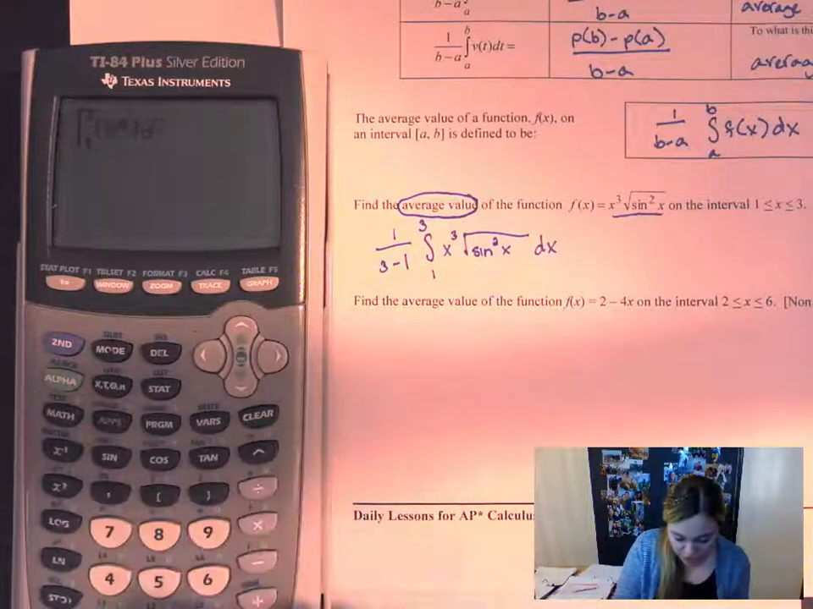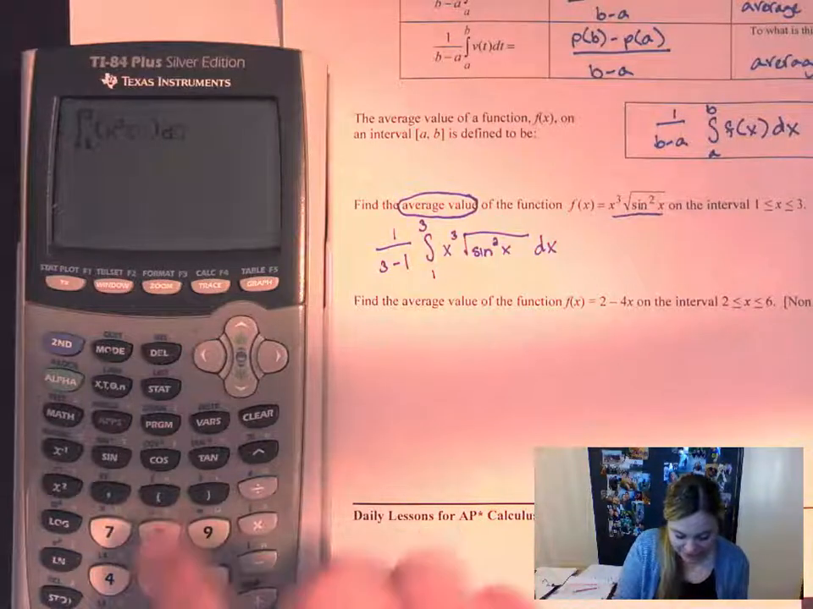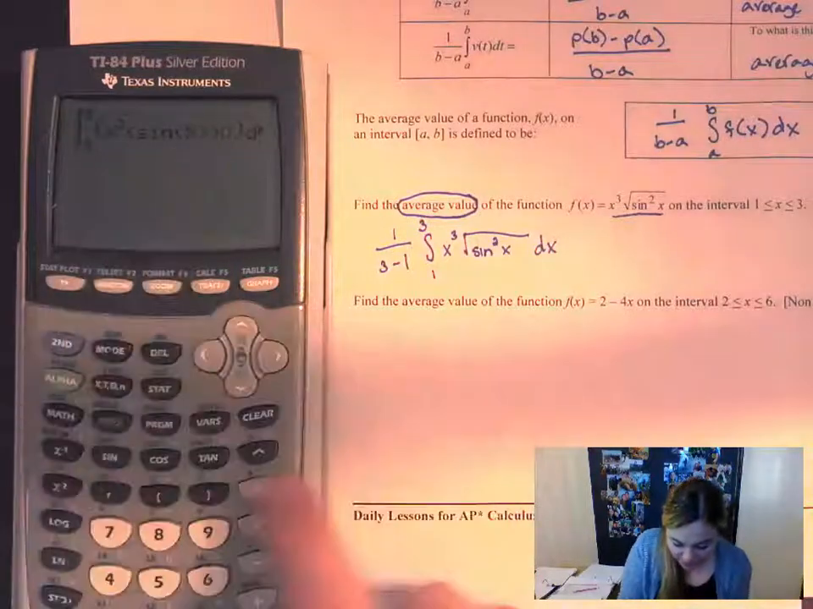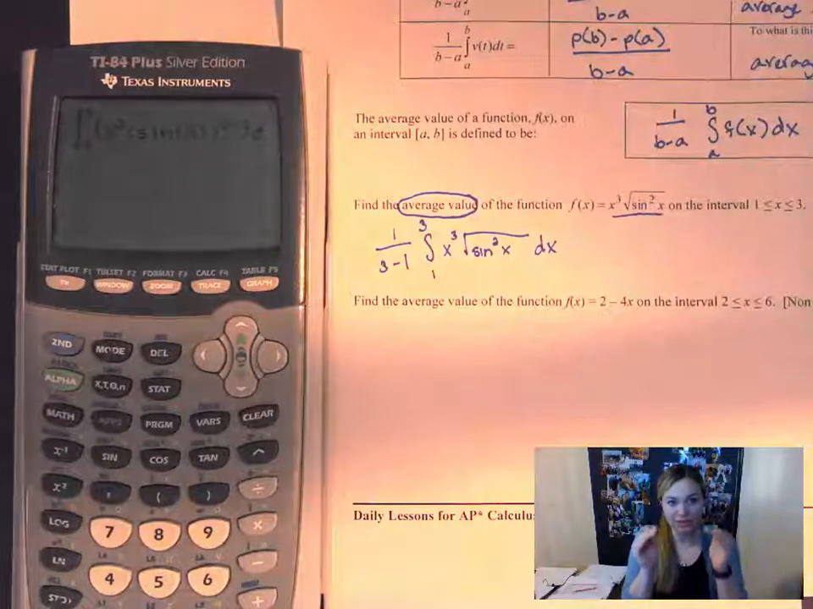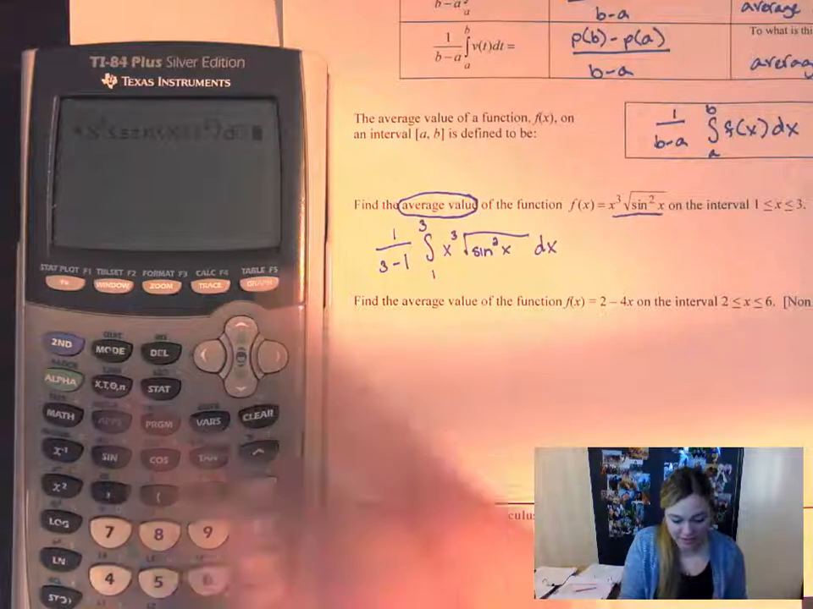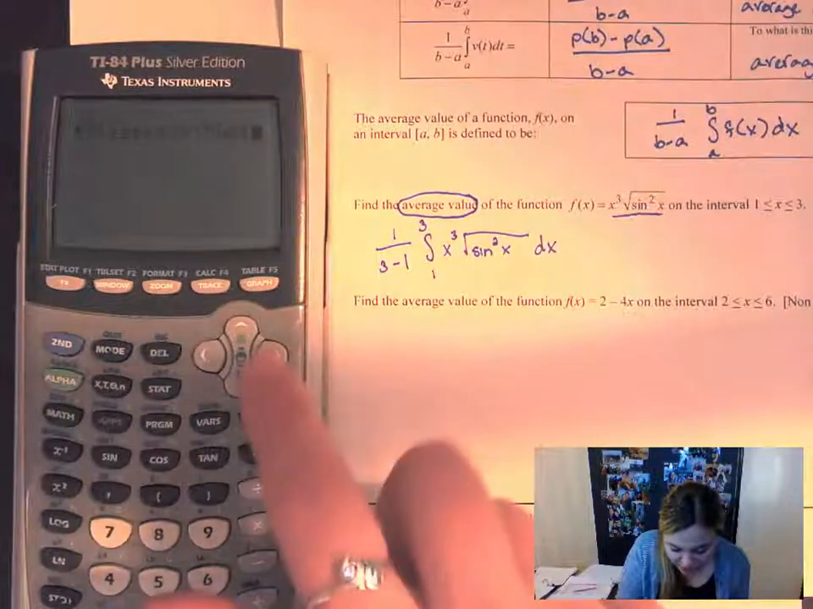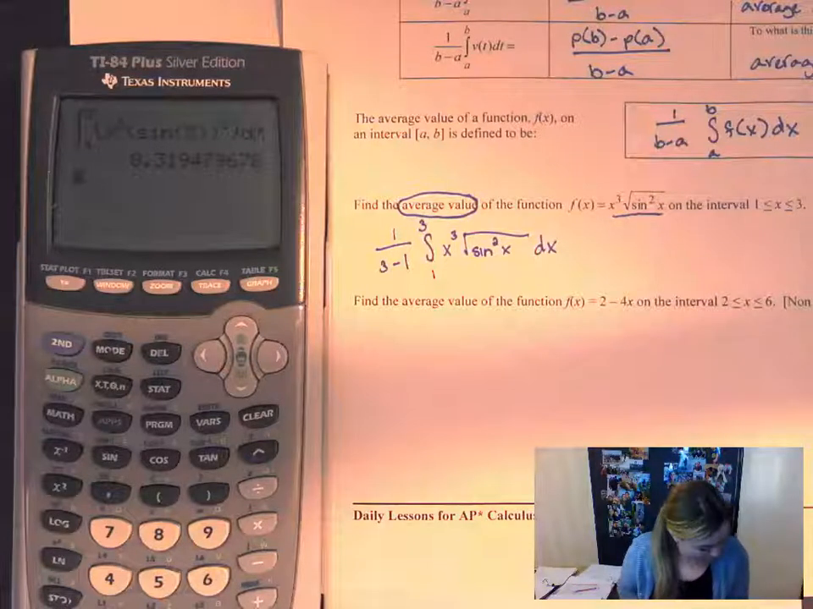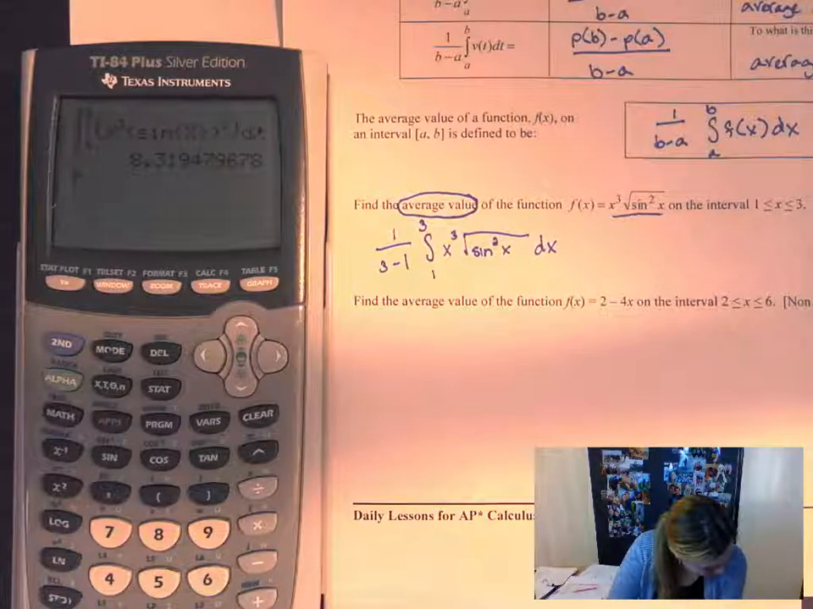x cubed. And then be careful how you put in this next part. This is the same thing as sine of x. Do you notice how I have this whole sine of x squared? Because this means this whole function, sine of x, that whole thing is squared. Make sure you don't just put sine of x squared or your answer is going to be wrong here. Then I put dx. And I look and I see I did something wrong, and it's right there. That's where I did something wrong. There we go. And I get an answer of 8.319. Hold on, I did something different here.